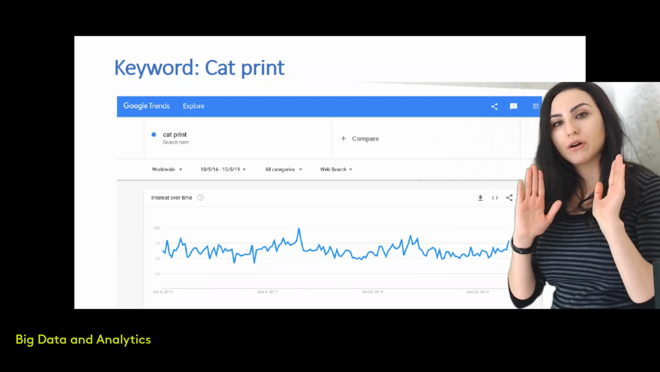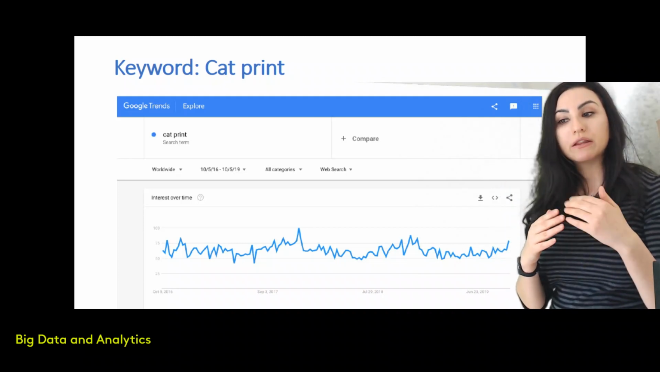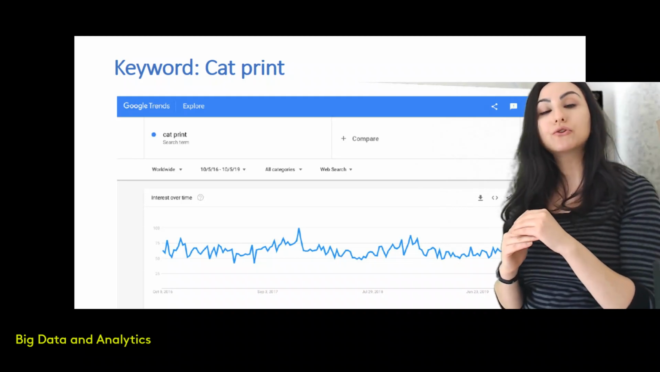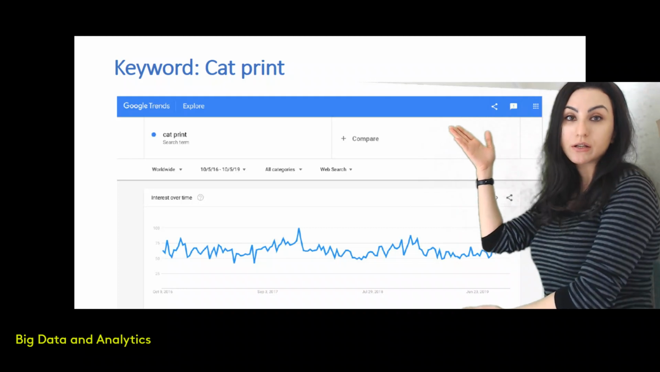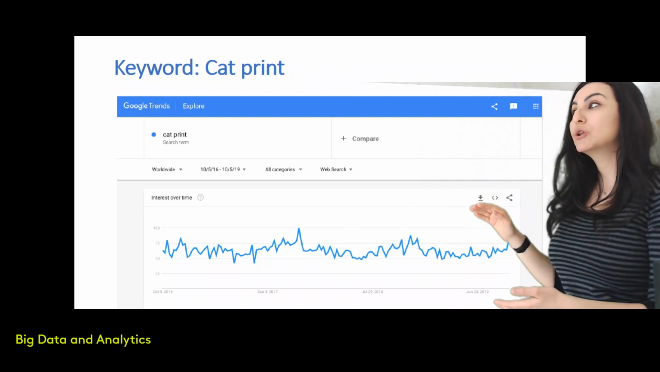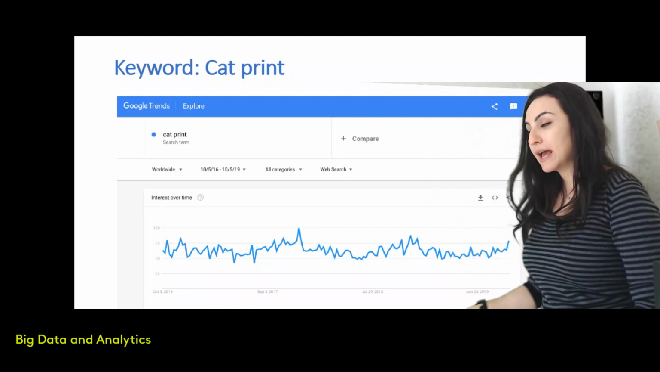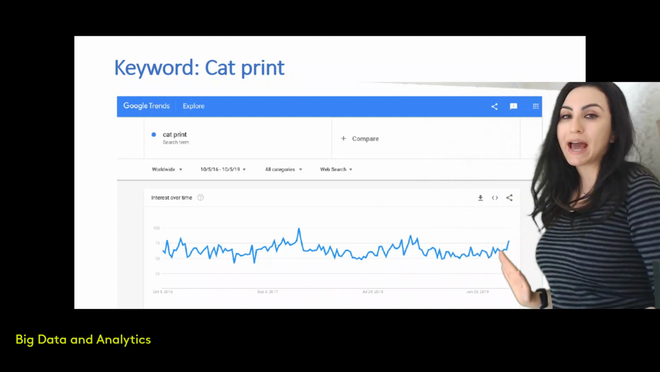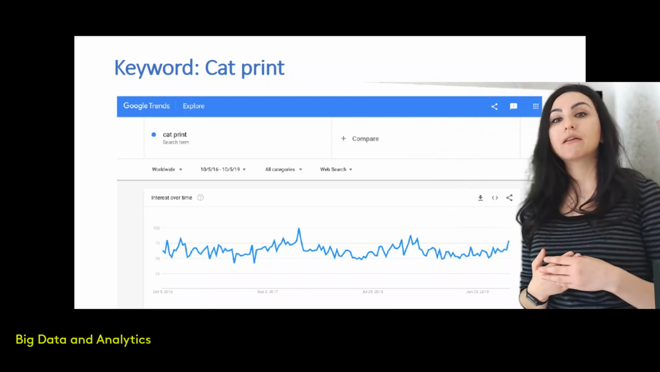I will show you now how to, or in the next video, in fact, I will show you how to use Google Trends so that you can produce these graphs. As for now, I would like to help you interpret these graphs. Again, the x-axis is the time, the y-axis is a percentage of how popular or how trendy that keyword is.